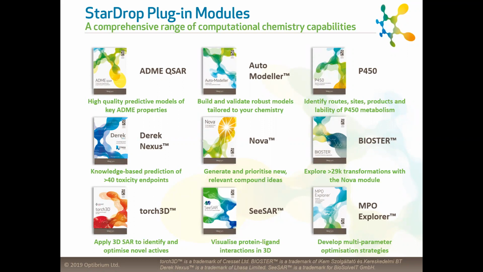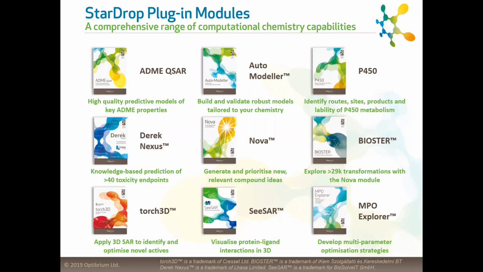But if you have historical data that you've generated in previous projects, you can use MPO Explorer to figure out which combinations of properties would have been most valuable in steering you towards the best compounds. So really, it's an automated way of taking many properties and figuring out which are the ones on which it's most valuable to focus, and which ranges of those properties seem to be steering you towards the best compounds.